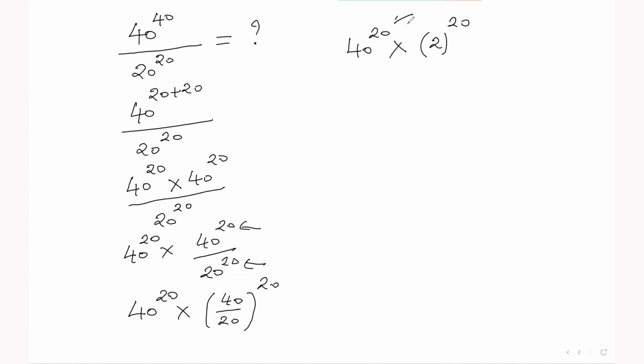Now I've got the same power 20 and 20, so I can multiply 40 and 2. So I can do 40 times 2 to the power 20. 40 times 2 is 80, so that will be 80^20. And this is my final answer to the question here.